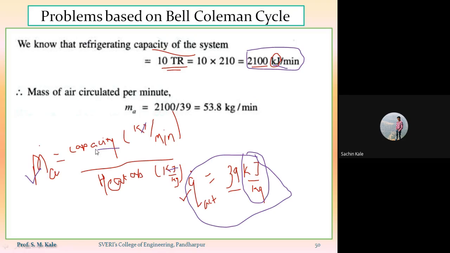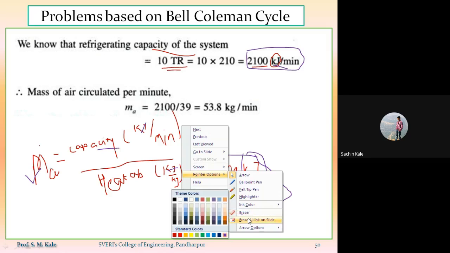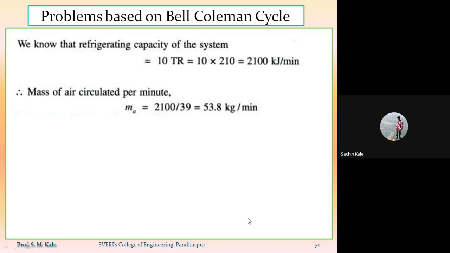So put the value of capacity, that is 2100, and put the value of heat absorption, that is 39. You will get the mass of air circulated to the system per minute. So this is the solution of your problem. Are you getting the solution? Is there any other problem?